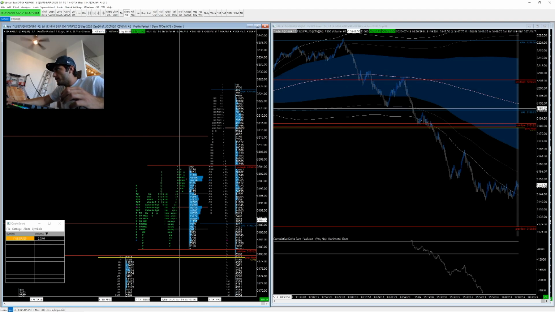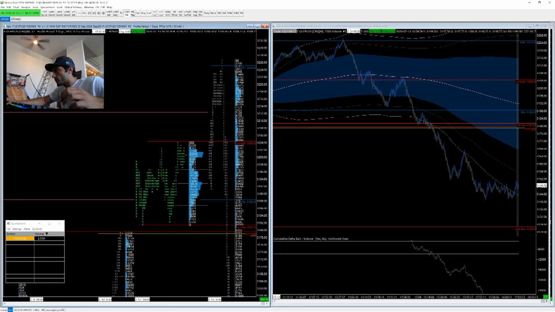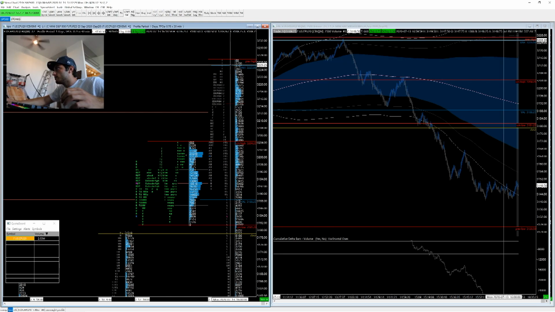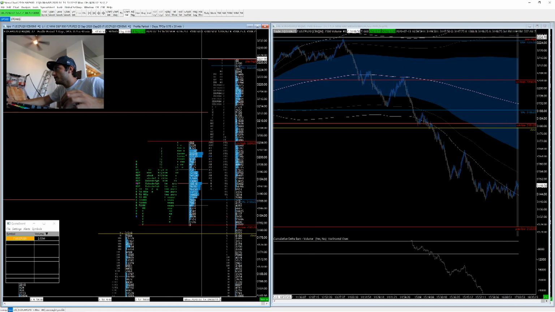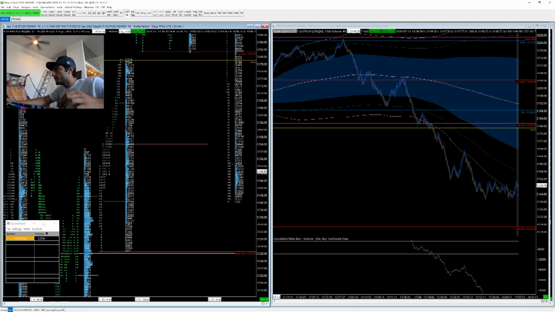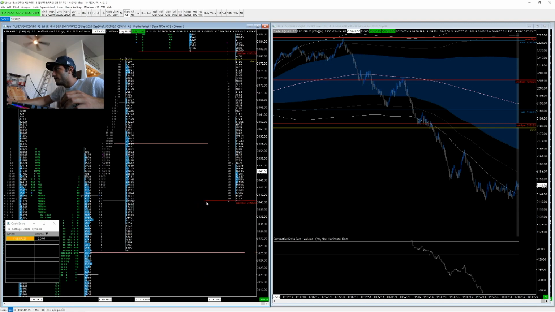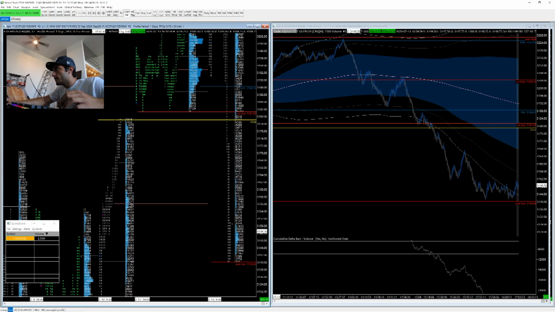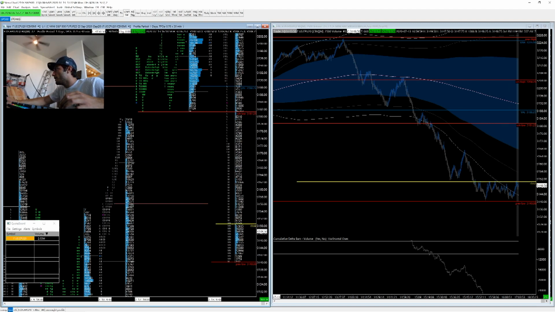We'll keep the overnight highs and lows where they're at. Previous high, that's all the volume. So we had 2 million contracts traded today on the S&P. Not bad. Previous high was up here at 3226.75. Previous low is down here. And then we closed right here. All right, so these are the levels for tonight.